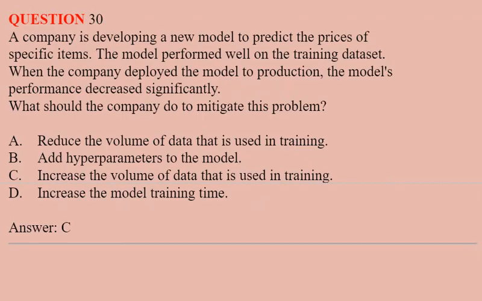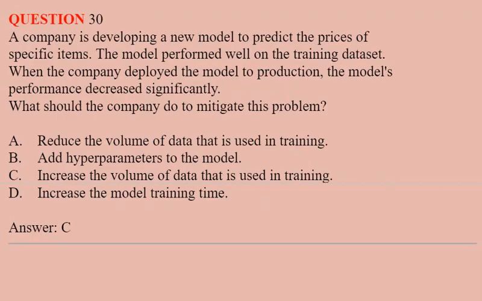Question: A company is developing a new model to predict the prices of specific items. The model performed well on the training dataset. When the company deployed the model to production, the model's performance decreased significantly. What should the company do to mitigate this problem?